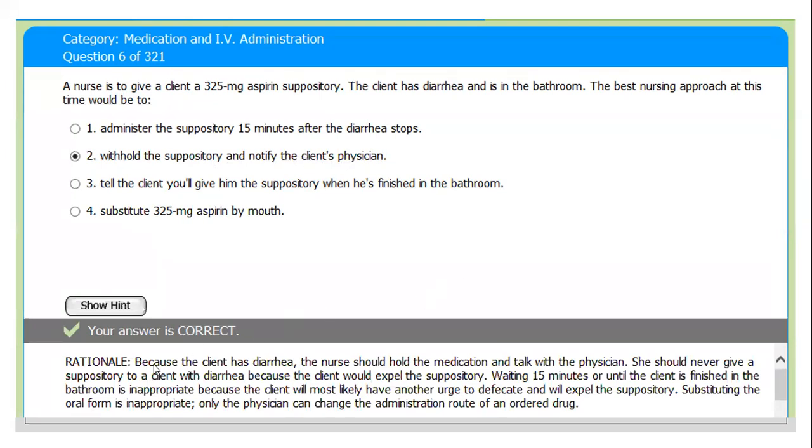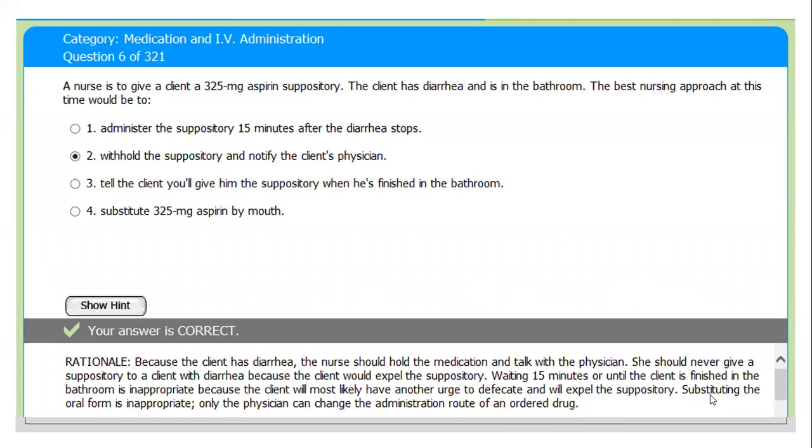So the rationale said, because the client has diarrhea, the nurse should hold the medication and talk with the physician. She should never give a suppository to a client with diarrhea, because the client will expel the suppository. Waiting 15 minutes or until the client is finished in the bathroom is inappropriate, because the client will most likely have another urge to defecate and will expel the suppository.